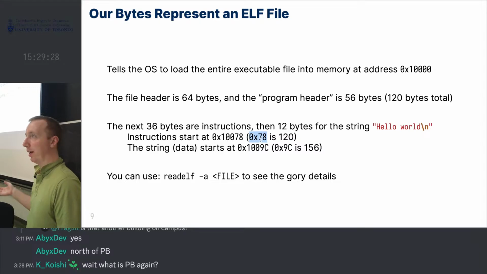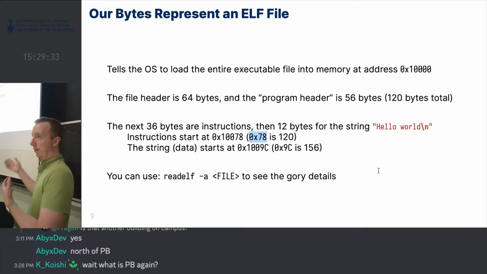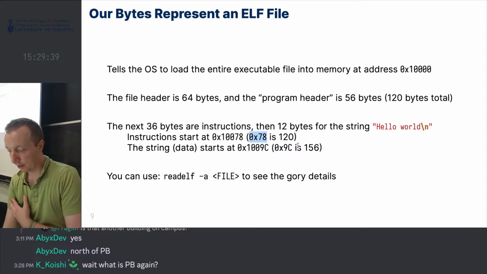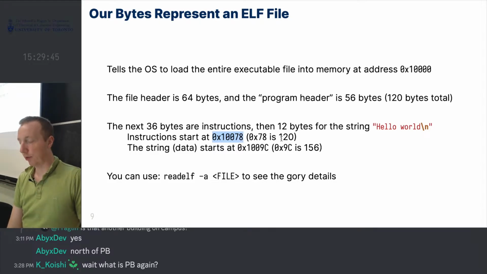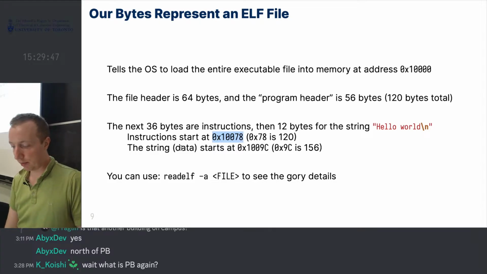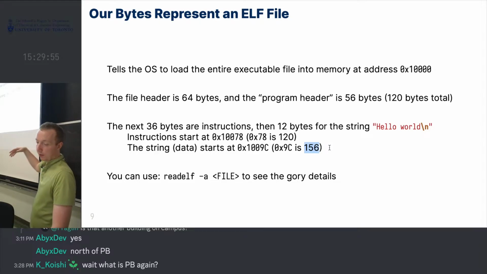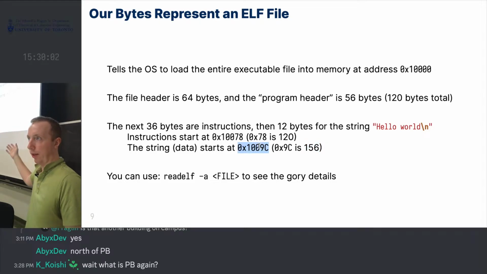If you convert that to hex, it is 78. And then because we told the file to load at 10,000, we just add it to 10,000. So the instructions would actually start at address 10,078. And then the string is going to be after the data in this program. So it starts at address 10,009C, because the string is after all of the instructions. So it would start at byte 156, which is 9C in hex. So the string would start there.